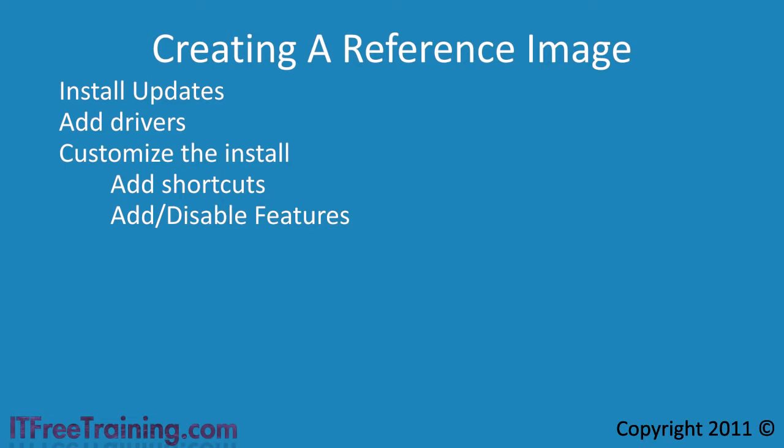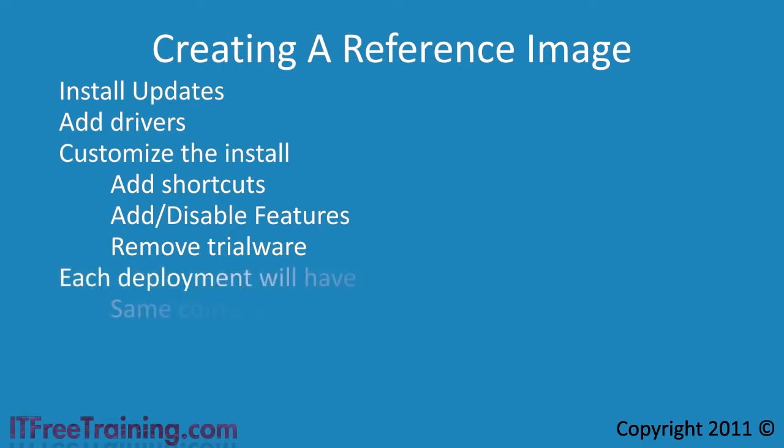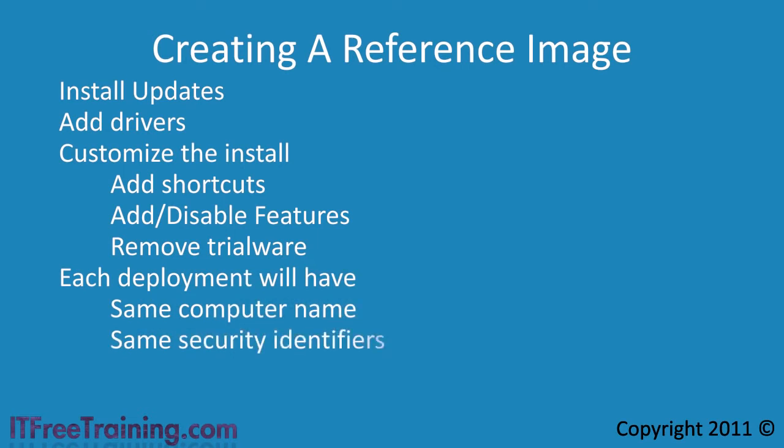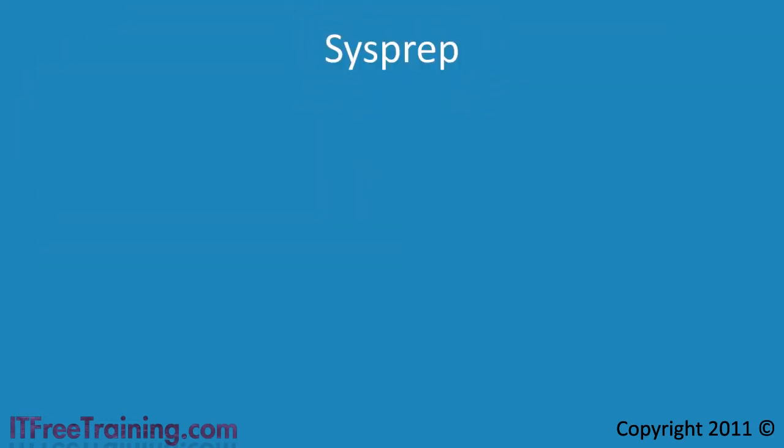Remember that when you create a reference image, it does not have to be from a clean install of Windows. You may have 100 new laptops you need to deploy. On one of these laptops comes a lot of trial software that you don't want. With imaging technology, you only need to remove the trialware from one computer and then deploy it to the rest of the computers. There's only one problem with this approach. The computer name and the security settings will also be captured and transferred to the new computer. To prevent this from happening, we can use a tool called sysprep.